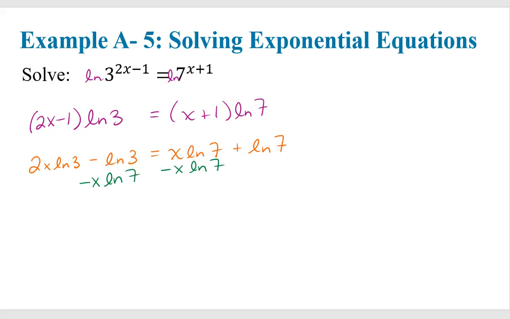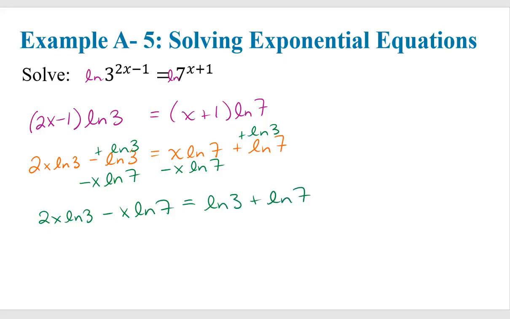And then anything that doesn't have an x, I want to move to the right-hand side. So this natural log minus natural log of 3, I need to add that to both sides. All right, so 2x times the natural log of 3 minus x times the natural log of 7 equals the natural log of 3 plus the natural log of 7.